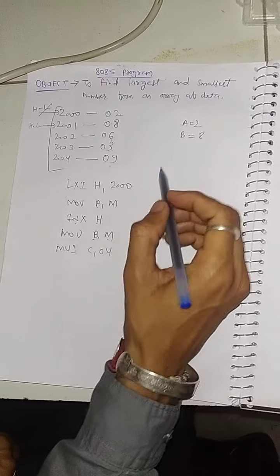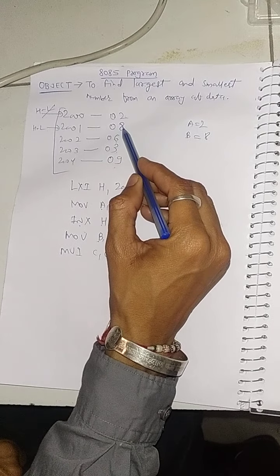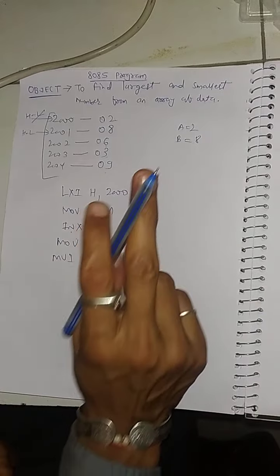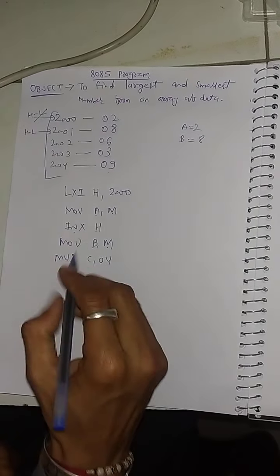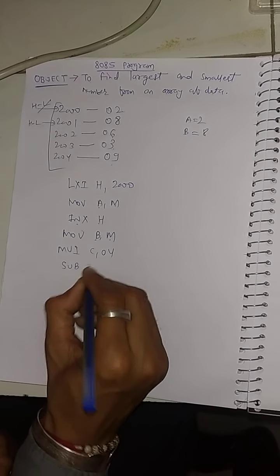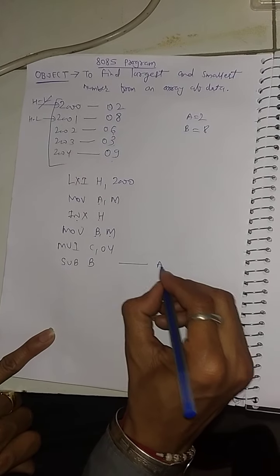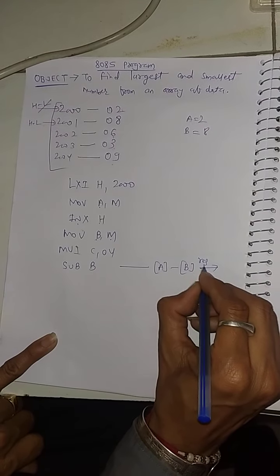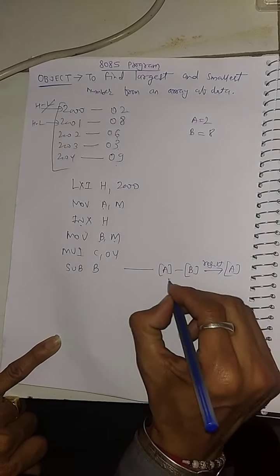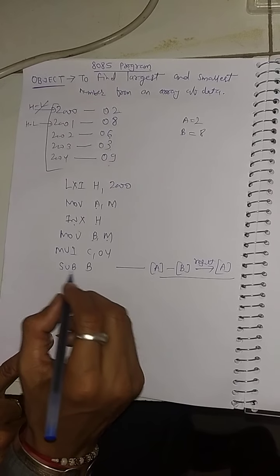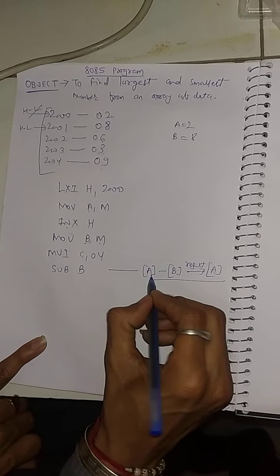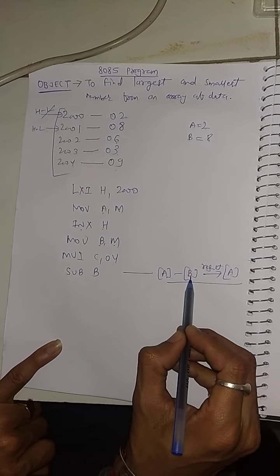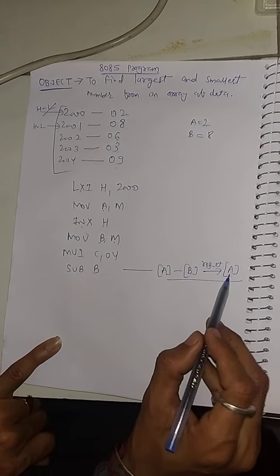Now what I want to do is subtract these 2 numbers, so that if the result is positive, no carry will be generated. If the result is negative, then the carry will be generated. So I write SUB B. What is the meaning of this instruction? The content of the accumulator minus the content of register B, and the result will be stored in the accumulator itself. So after writing SUB B, the accumulator content 2 minus the register B content 8 gives minus 6, which will be held by the accumulator.